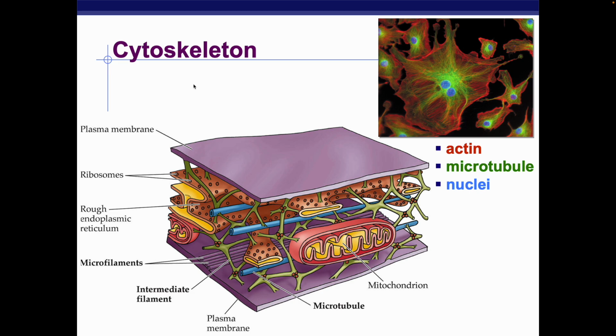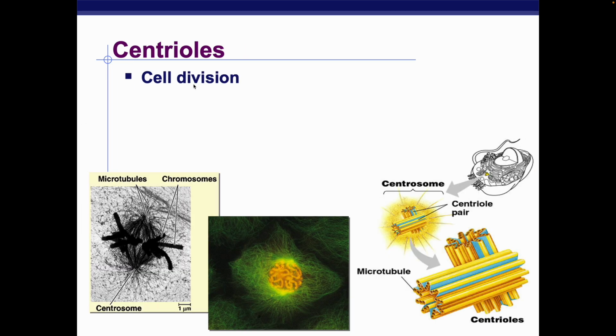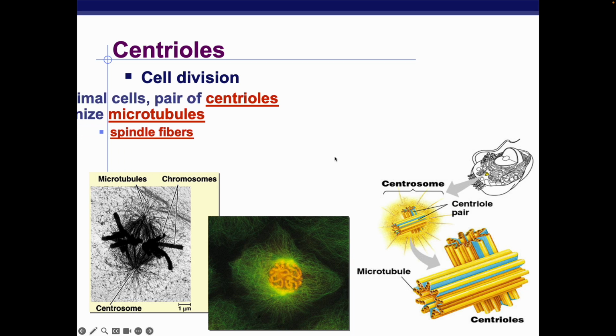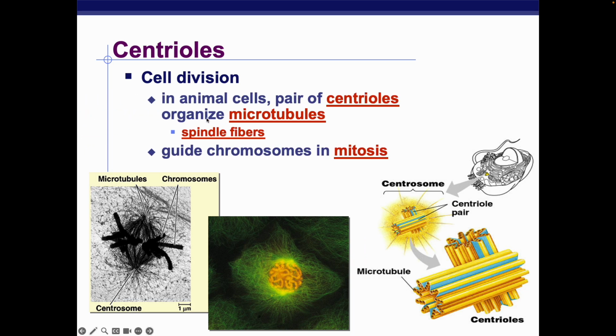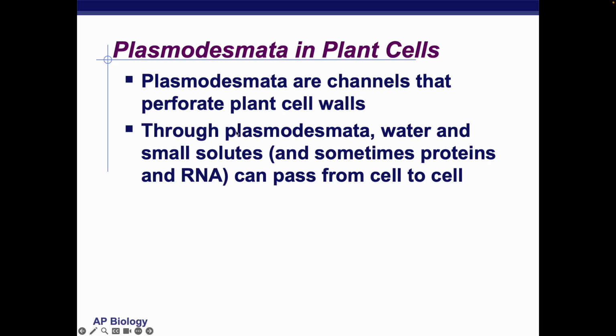Here's a picture of a cytoskeleton. Centrioles over here, as I discussed before, are only in animal cells and are important for cell division. The difference between centrioles and centrosomes is kind of like the area. Centrioles are the microtubule pairs, and they organize the microtubules and the spindle fibers later in mitosis, which we'll talk about later.